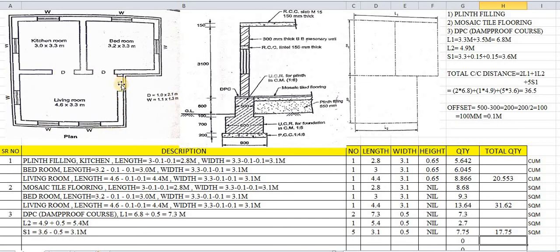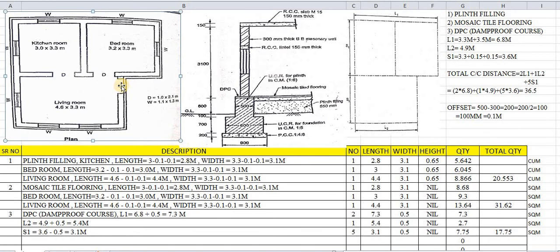While providing the doors, this DPC will not be laid. That is, the damp proof course will not be laid below the door. That means this quantity will be deducted from the total quantity, that is 17.75. So here, how many doors are there? 1, 2, 3. Three doors are there. Therefore we have to deduct the quantity of three doors for DPC.